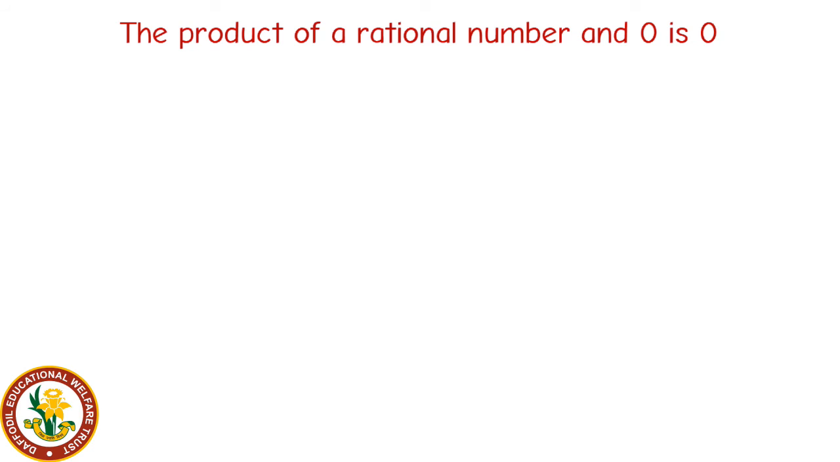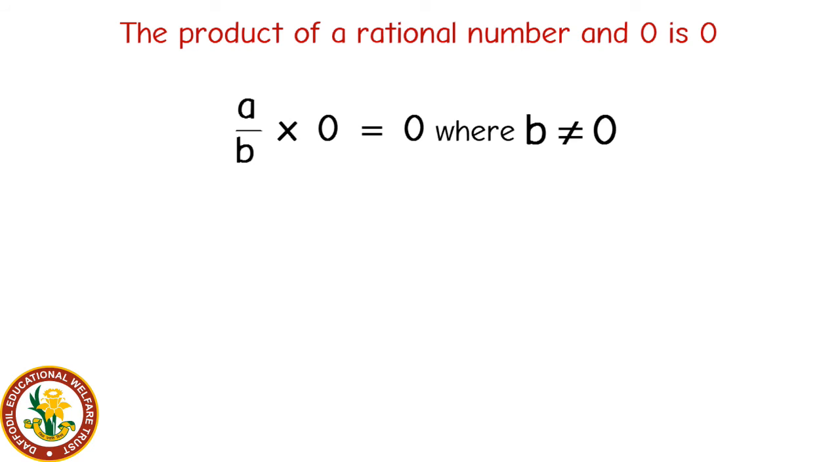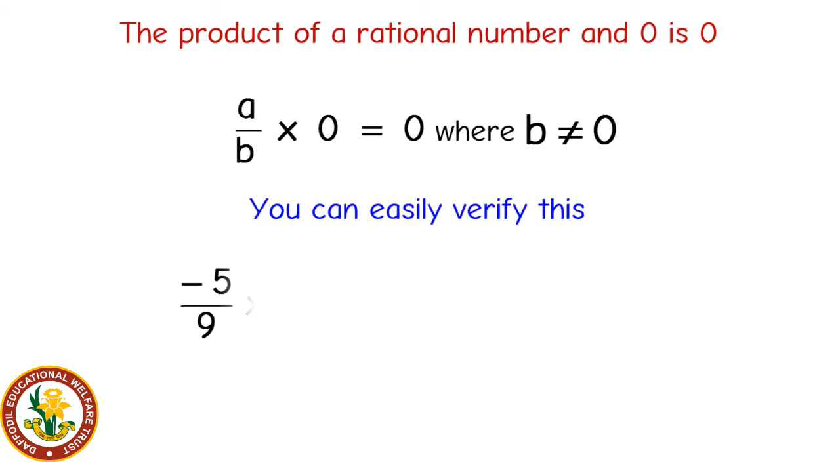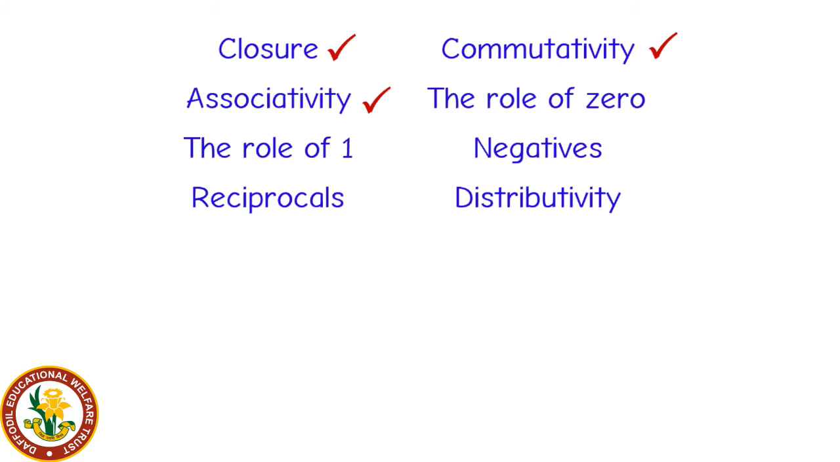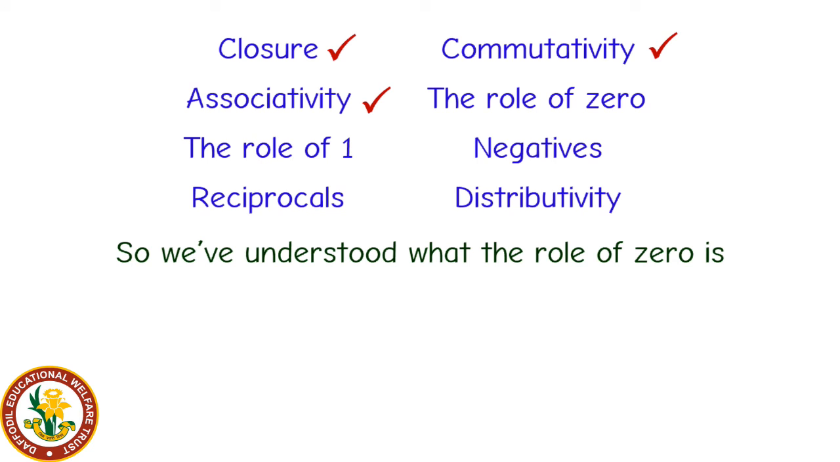The product of a rational number and 0 is 0. A upon b multiplied by 0 is equal to 0, where b is not equal to 0. You can easily verify this. Minus 5 upon 9 multiplied by 0 is equal to 0. 0 multiplied by 8 upon 7 is equal to 0. 3 upon minus 11 multiplied by 0 is equal to 0. So, we've understood what the role of 0 is.